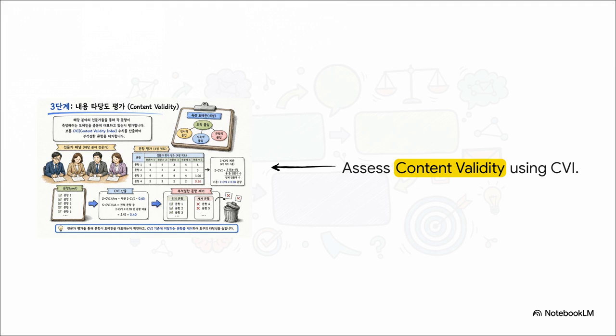If a question scores below a strict 0.78 threshold, meaning the experts don't strongly agree that it belongs, boom, it goes straight into the trash bin. We only keep the absolute strongest items.